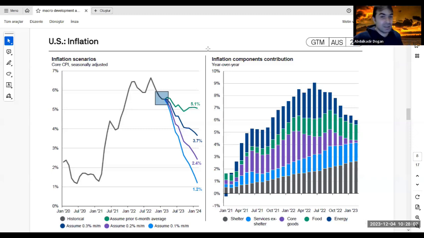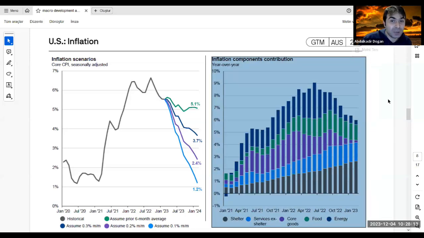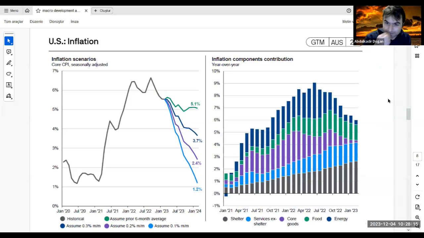As you see here, this is the most important picture, I think, in the slides. If you look at this picture, you can see the inflation components, meaning what brings the inflation in the United States, in year-over-year percentage change, during the COVID crisis and today.